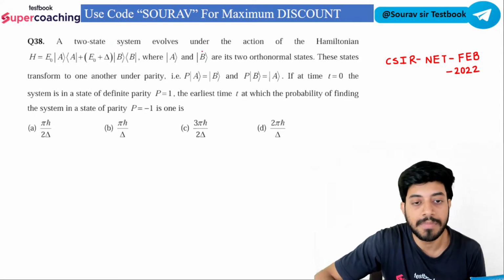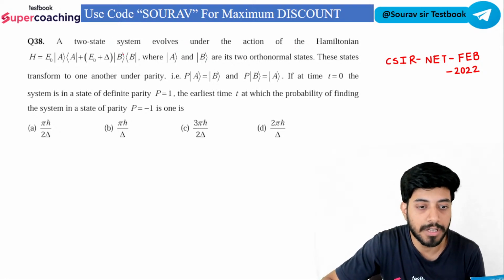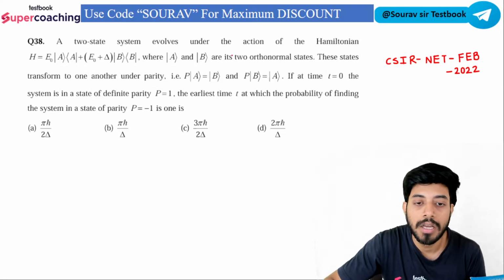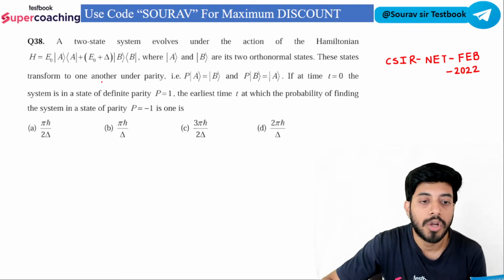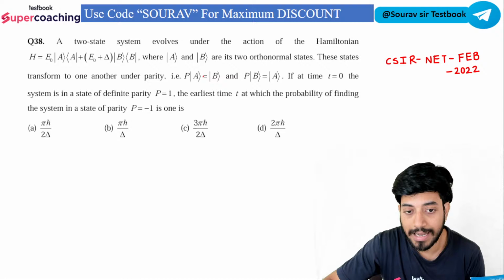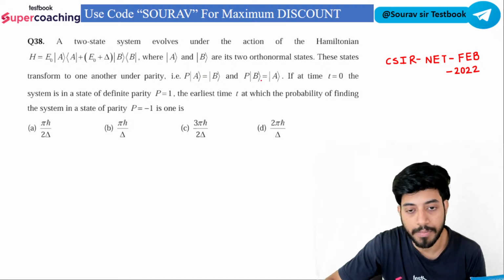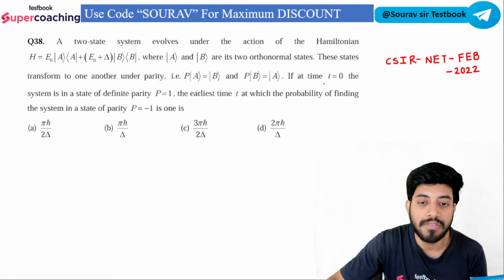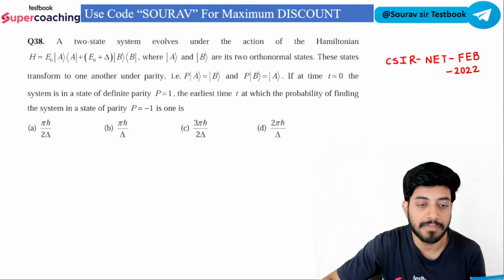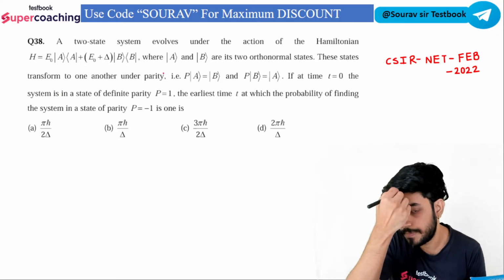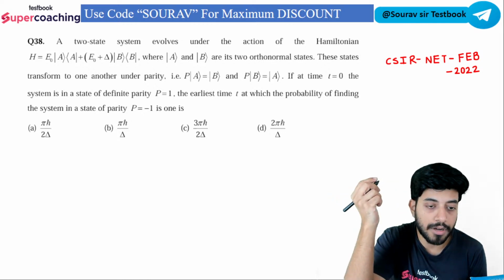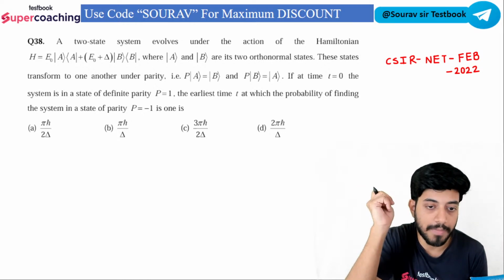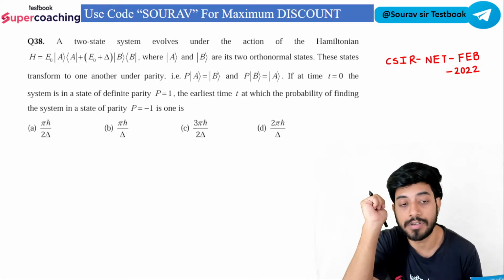क्या बोला गया सवाल में? A two-state system evolves under the action of the Hamiltonian given by this, where A and B are its two orthonormal states. The states transform to one another under parity, like parity operator operates on A gives you B, parity operates on B gives you A. If at time t equal to 0, the system is in state with a definite parity t equals to 1, then the earliest time at which the probability of finding the system in a state with parity -1 is equals to what? कैसे करेंगे इस क्वेश्चन को?